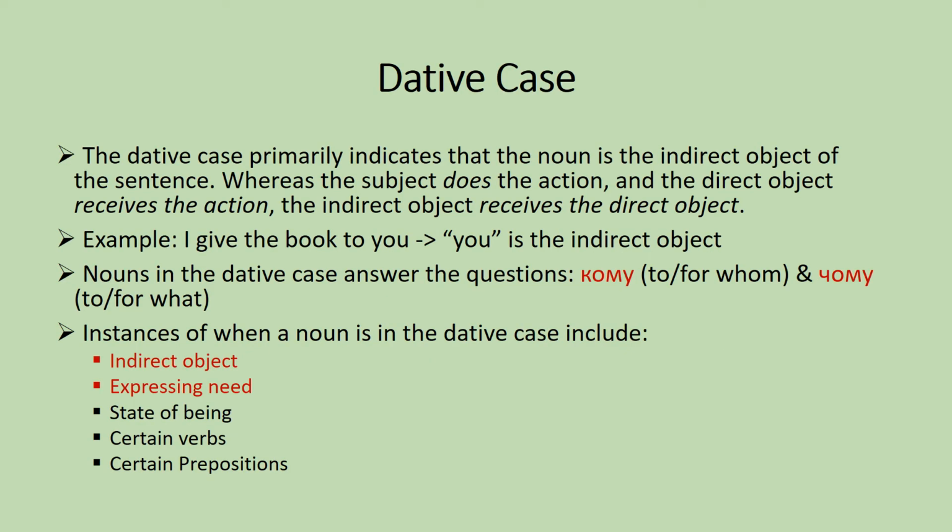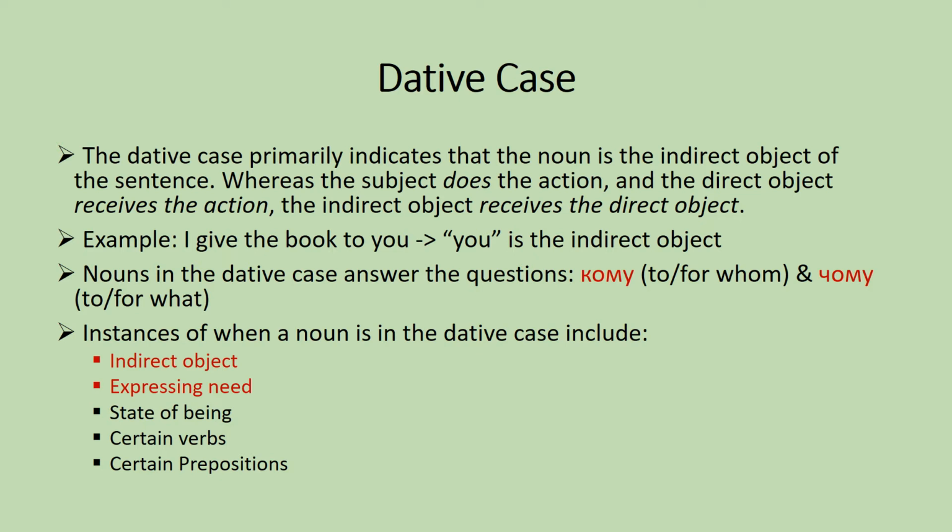Dative case. The dative case primarily indicates that the noun is the indirect object of the sentence. Whereas the subject does the action and the direct object receives the action, the indirect object receives the direct object. An example: I give the book to you. You is the indirect object.